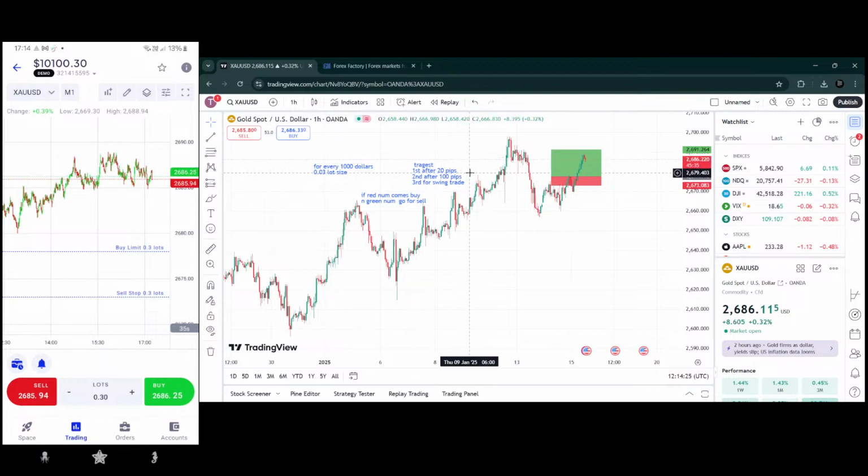Targets I already mentioned here as previous. First target is the minimum target, 10 to 20 pips if you are in profits. The second target is 100 pips, and the rest you can leave for the swing trade. It depends how you like it. Whether you want, you can close everything, but we'll see today what happens.